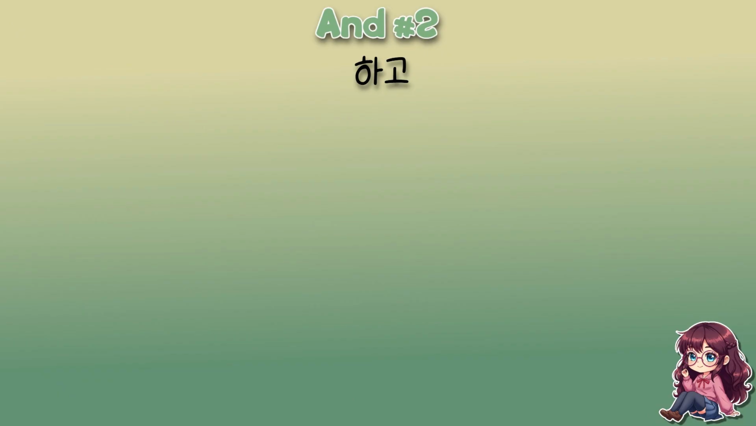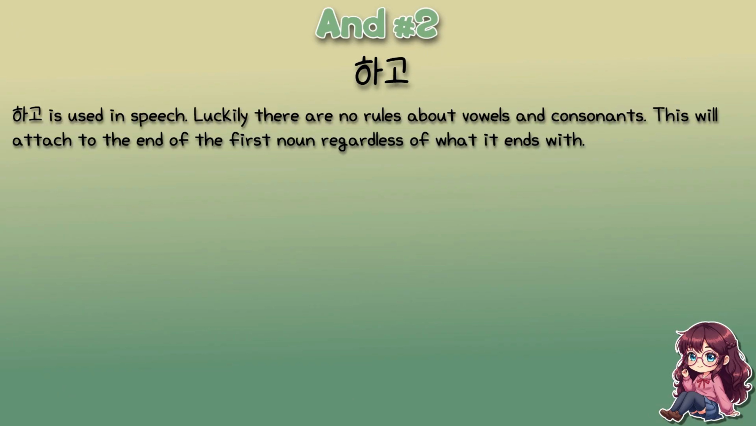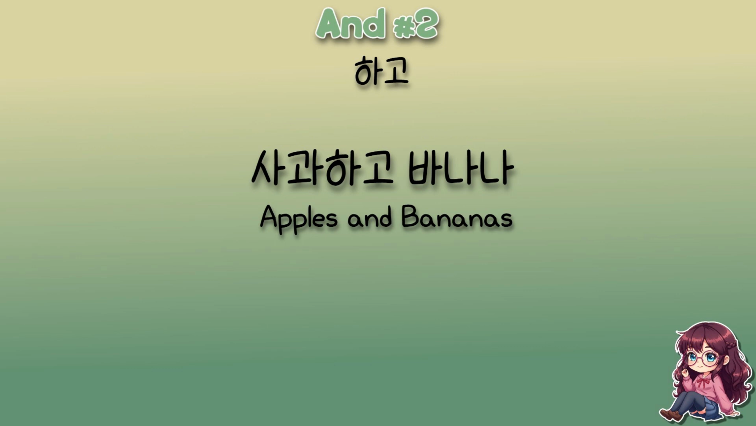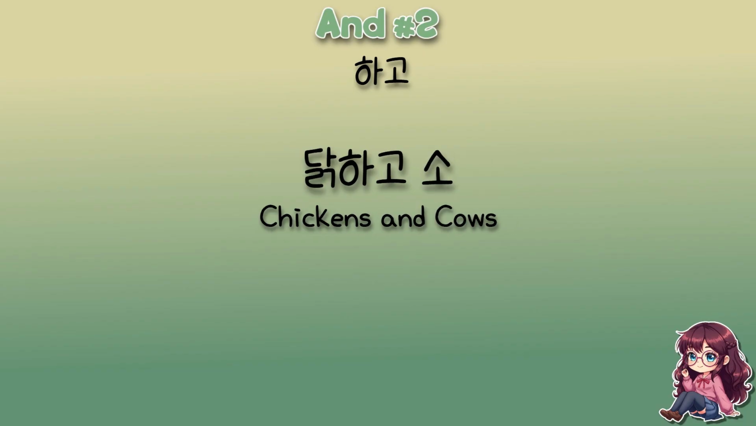Next, we will talk about 하고. This is a spoken way to say "and." This form doesn't have any special notes about vowels or consonants. It just gets attached to the end of the first noun, no matter what it ends with. 사과하고 바나나. Apples and bananas. 닭하고 소. Chickens and cows. There are a few times you will see 하고 and it isn't connecting nouns. That serves a different purpose, which we will learn in the future. Just for now, know that it can be used to connect nouns.